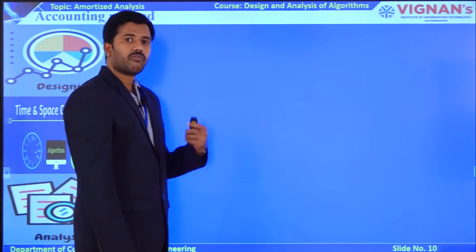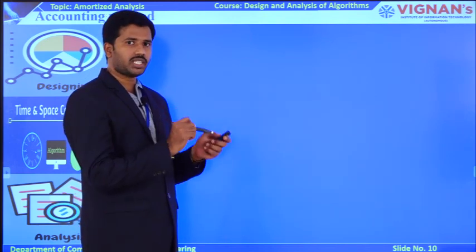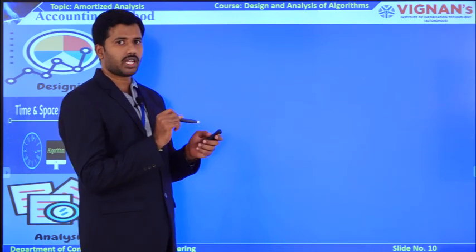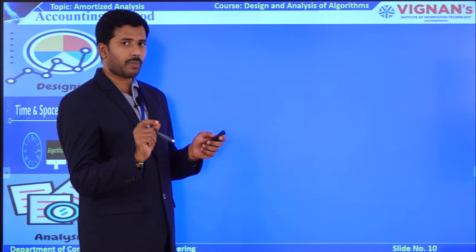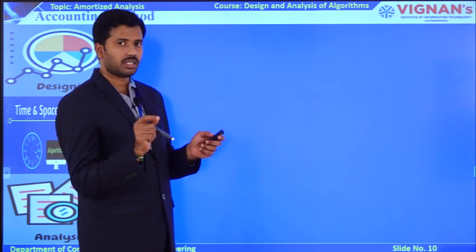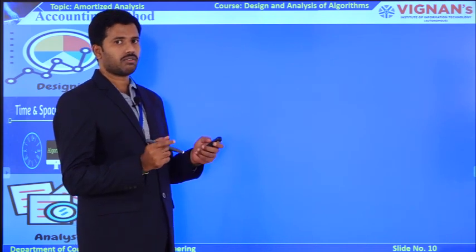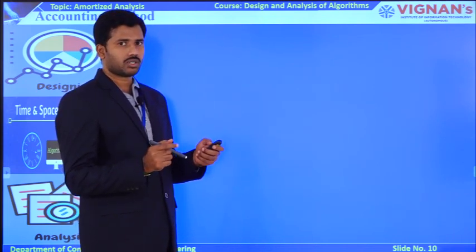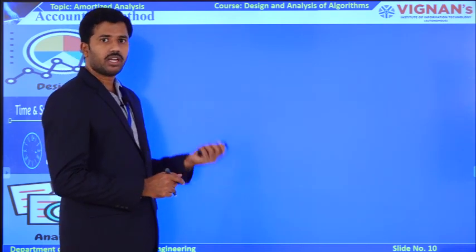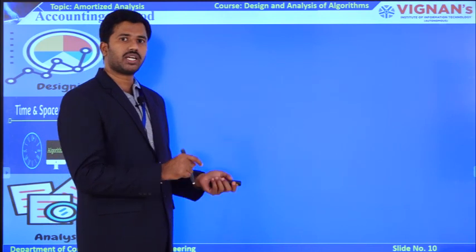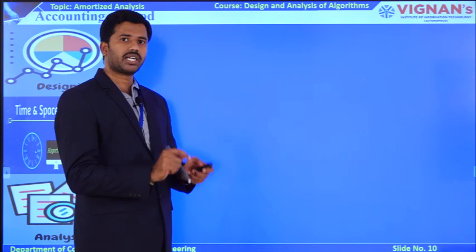With the help of the aggregate method, I got an amortized cost of 75. If the amortized cost is 75, ultimately I got a potential function value of 0. So what happens if the amortized cost is less than 75? Ultimately I will get a negative value for the potential function. So with the help of this accounting method, I am going to verify whether the amortized cost 75 produced by the aggregate method is correct or wrong.